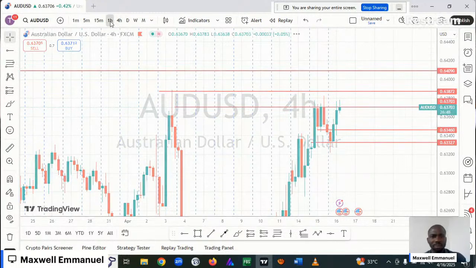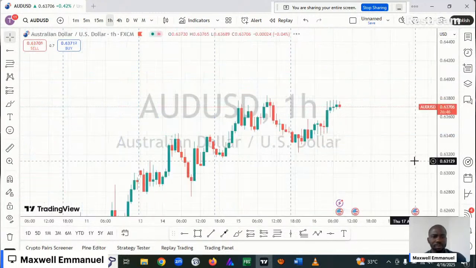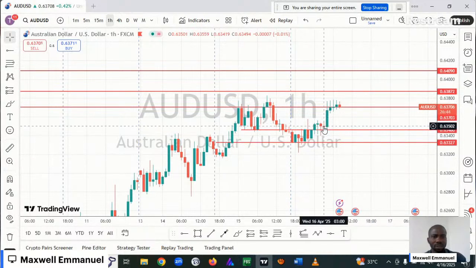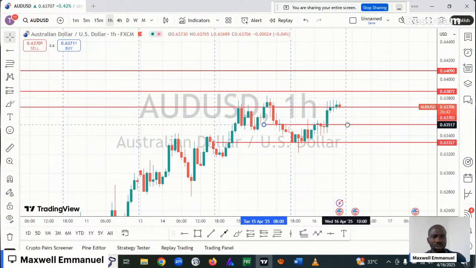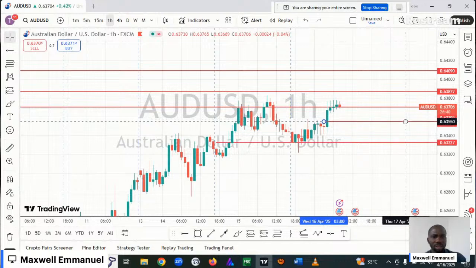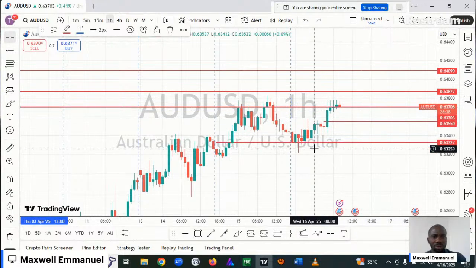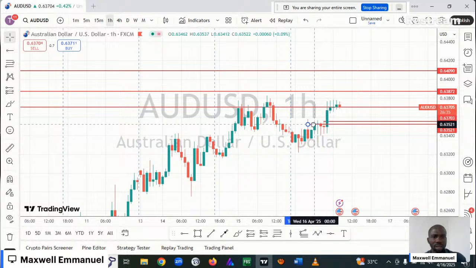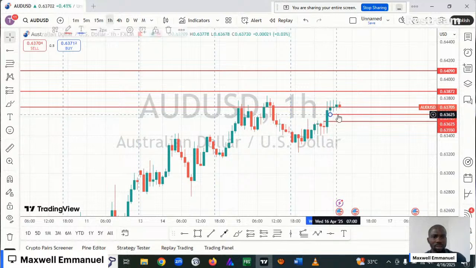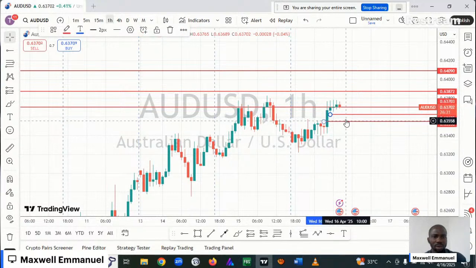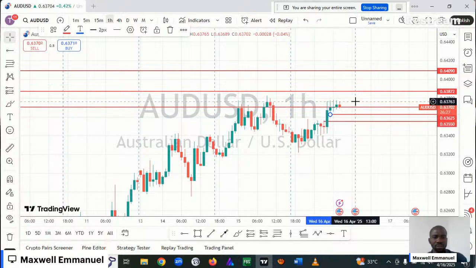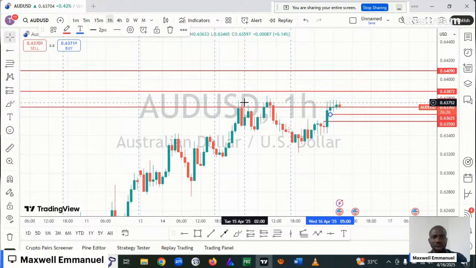Let's see the 1 hour time frame. You can see it created a fair value gap here. This is where I will be considering buying. I want to see price pull back to this area. Price is likely going to pull back to this area for me to buy.